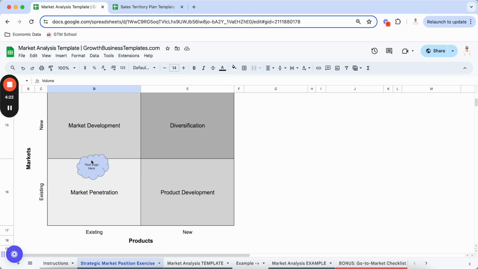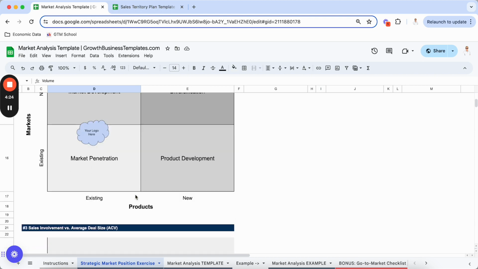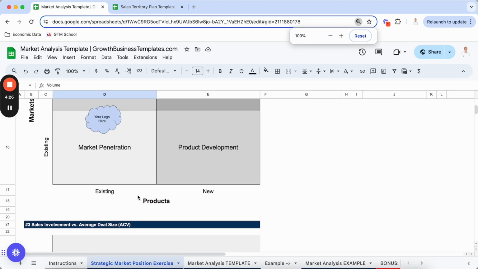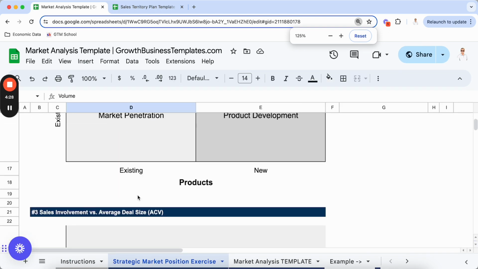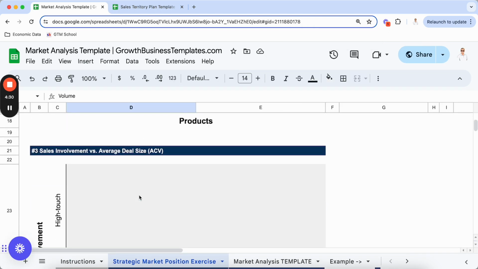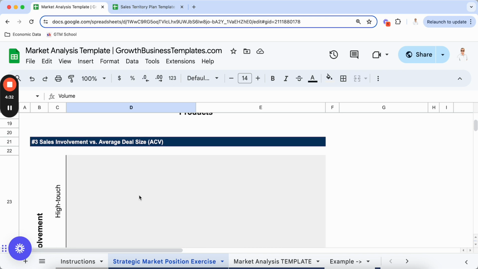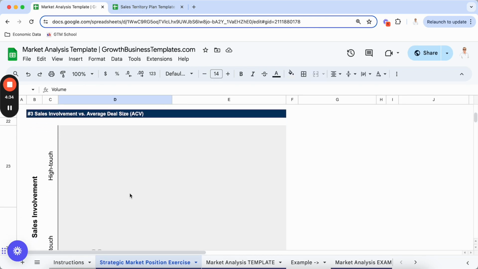So that's the second one. So move your cloud or your logo, make that your logo. Move it around in these tiles. I'm going to zoom in a little bit. The third is sales involvement versus average deal size.